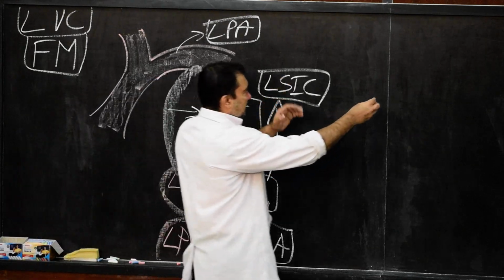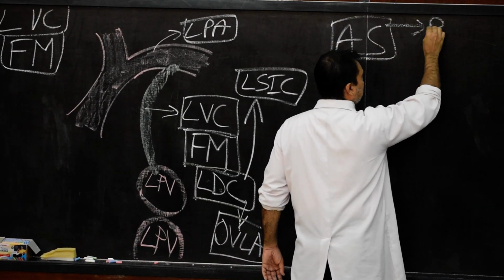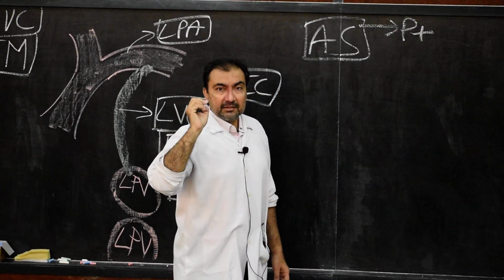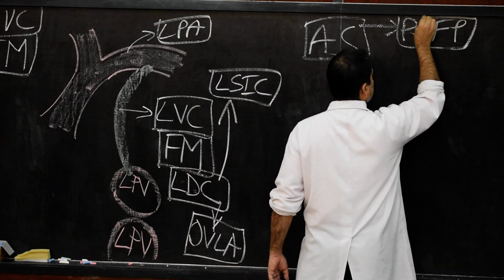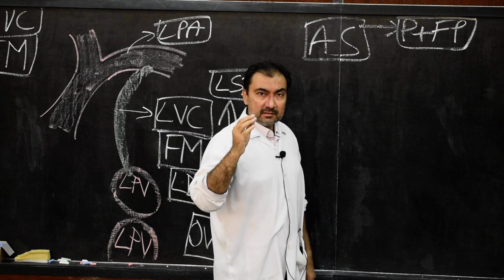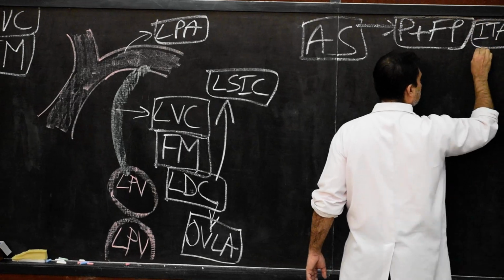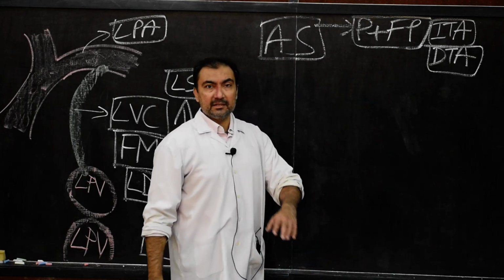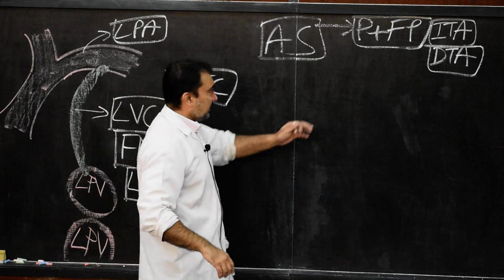Then if we come on to the arterial supply, always remember the parietal layer plus the fibrous pericardium. The parietal layer and the fibrous pericardium are supplied by arterial branches from the internal thoracic artery as well as branches of the descending thoracic aorta. So this is the arterial supply of the fibrous pericardium and parietal layer of serous pericardium. And these questions are also many times asked in MCQs.